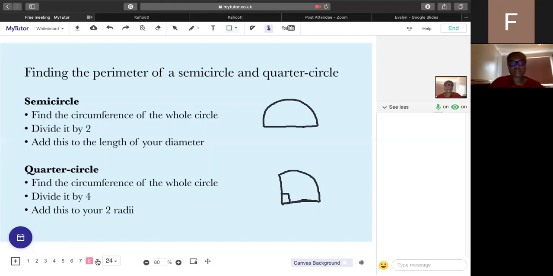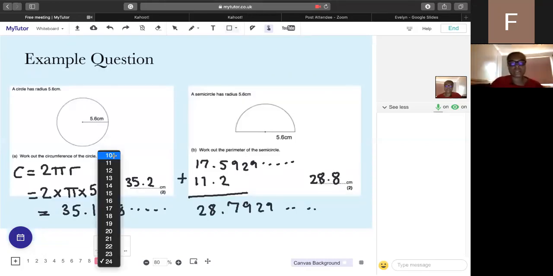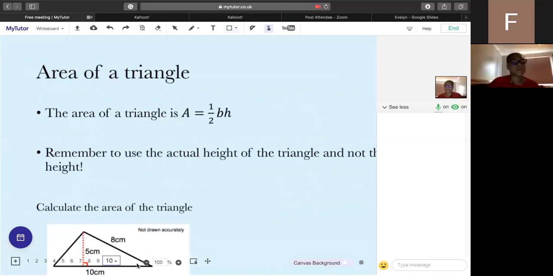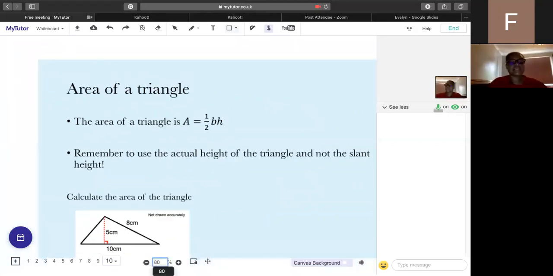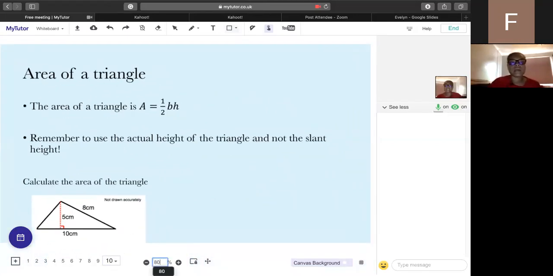So let's go on to the next part. The next part of this session today is going to be going through areas of triangles, trapeziums, and parallelograms. The area for a triangle is half your base times your height. Remember to use the actual height of a triangle and not the slant height. They do give you the slant height to sort of throw you off. You don't actually need that part to work out the area of a triangle. You only need the vertical height of the triangle.